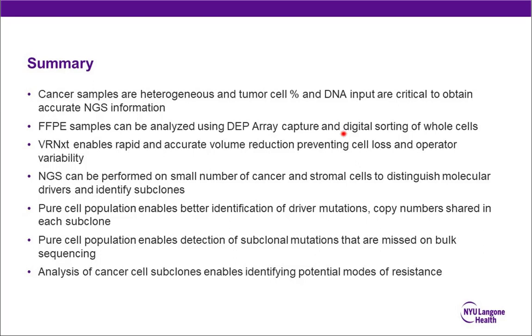Pure subpopulations enable us to better identify driver mutations and copy numbers shared in each subclone, and can also help us identify subclonal mutations that we missed on bulk sequencing alone. The analysis of cancer subclones helps us identify potential modes of resistance, and we are hoping this can then be implemented in a variety of different cancers and metastases.